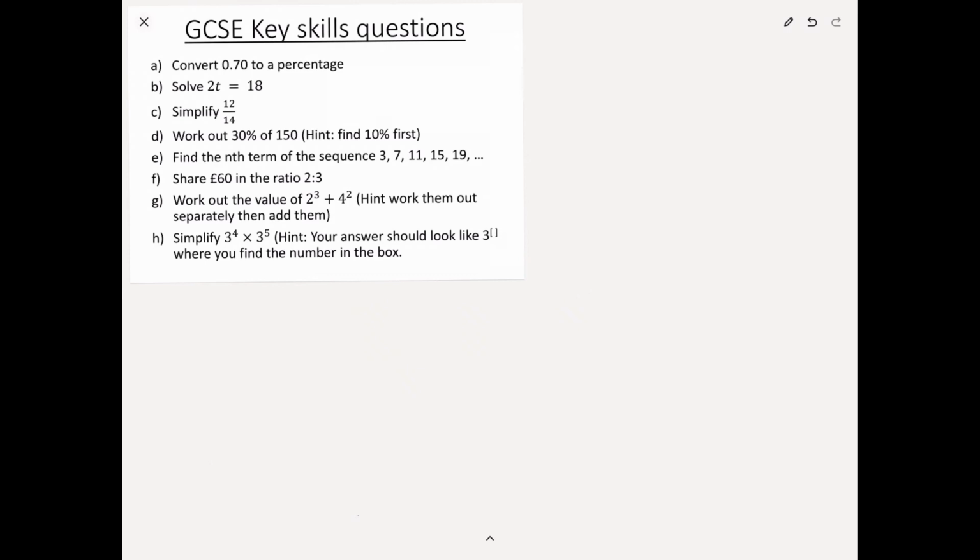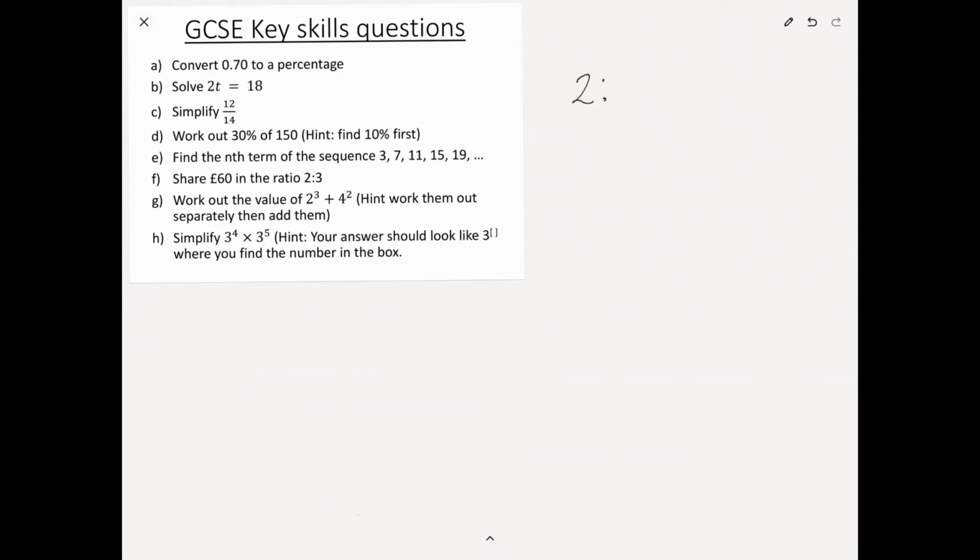Sharing £60 in the ratio of 2 to 3. Again, I believe there is a video on the channel about sharing amounts in ratios. Feel free to check that out if you've forgotten how to do it, or you can watch this as well. So, £60 in the ratio of 2 to 3.